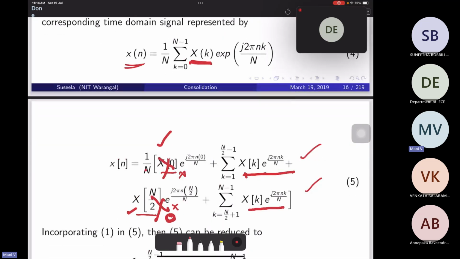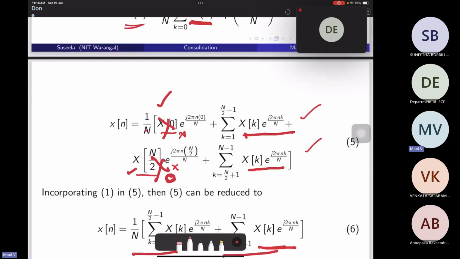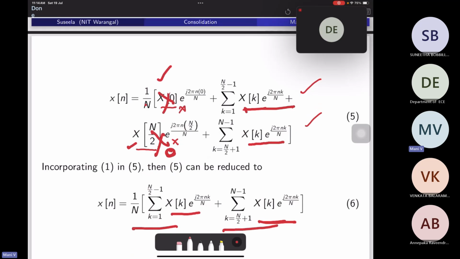Right? If you open the equation, x of 0 is 0. I did not keep anyone. X of n by 2 is also 0. So these two are going away. And so I am keeping it in two separate sections. K equal to 1 to n by 2 minus 1, and the remaining is k equal to n by 2 plus 1 to n minus 1, of x of k e power j 2 pi n k.